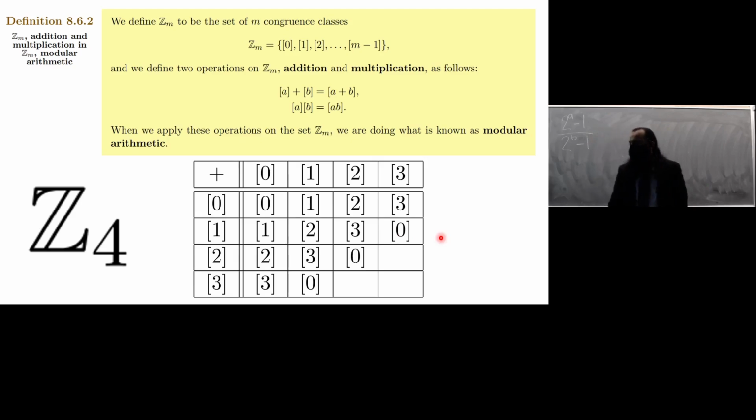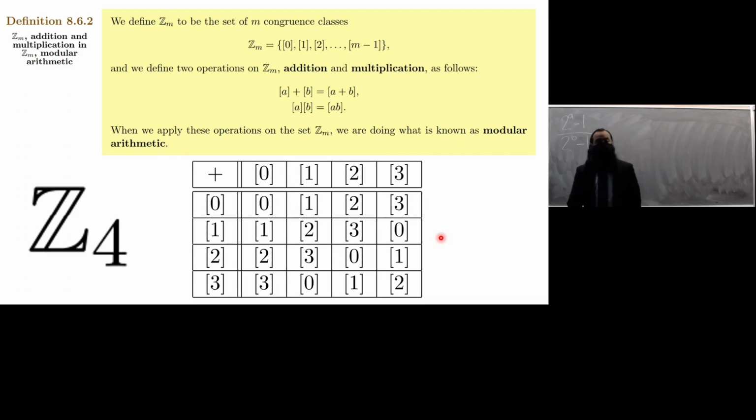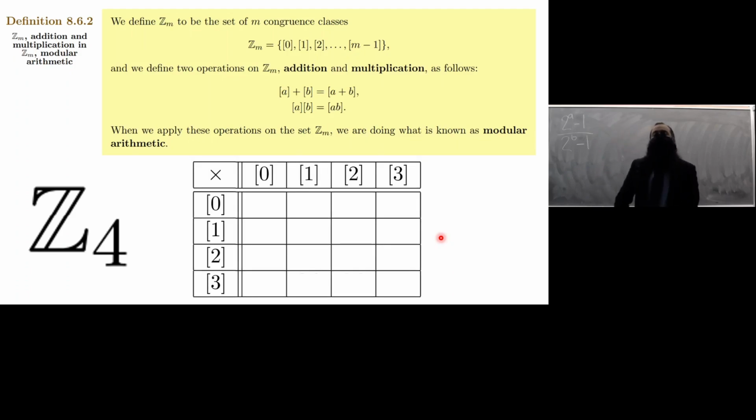What's 3 plus 2? 1. Okay. And 3 plus 3? 2. Okay. Sorry. Multiplication. I'll give you 30 seconds this time. Try to do this one.